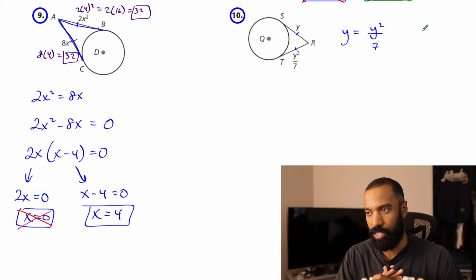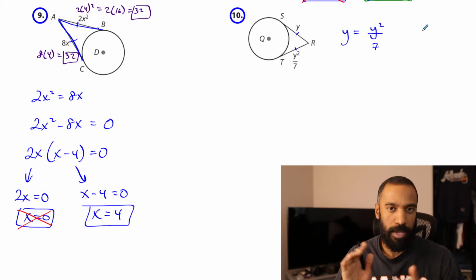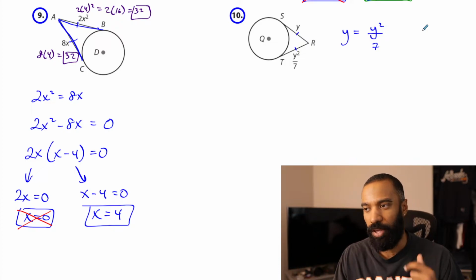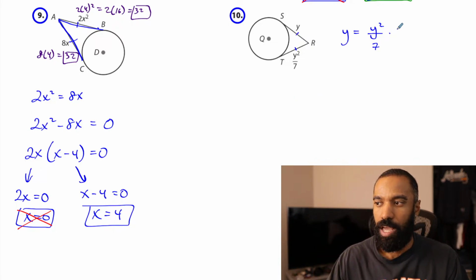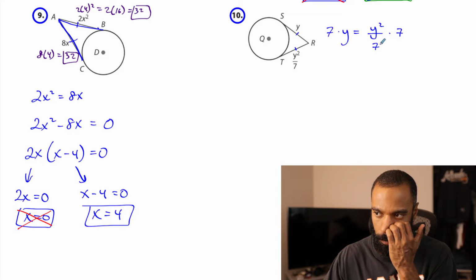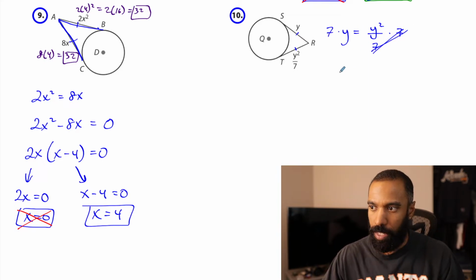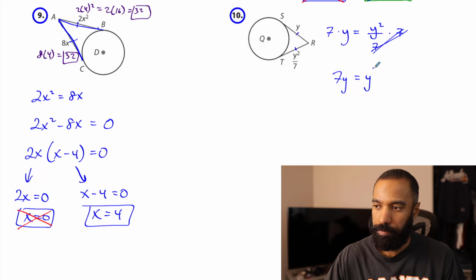And they're not asking you to guess and check. You know, go ahead and use the algebra. There may be more than one answer here that can apply. Maybe not in this case, though. If I multiply both sides by 7, then that rids my fraction issue here. And I'm left with 7y equals y squared.